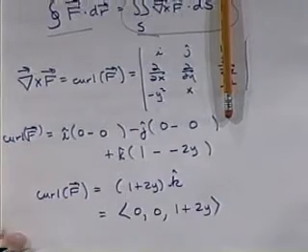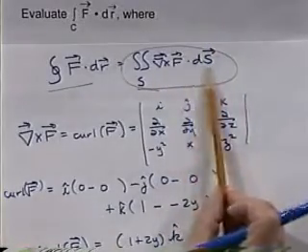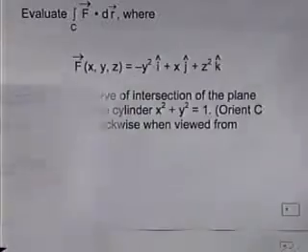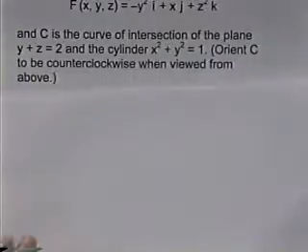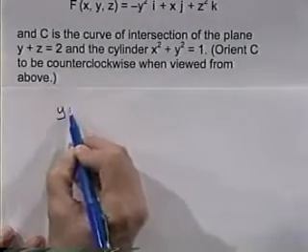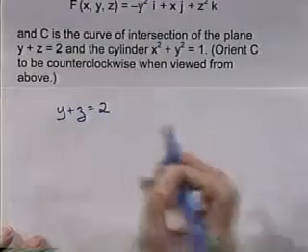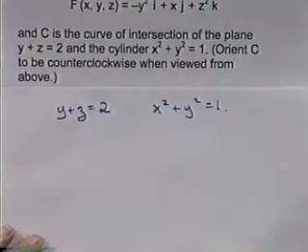Now, in applying Stokes' theorem, I need to know this piece. I also need to know this piece. So now we're going to figure out what ds is. Well, let's see. C is the curve of intersection of the plane y plus z equals 2 and the cylinder x squared plus y squared is equal to 1.